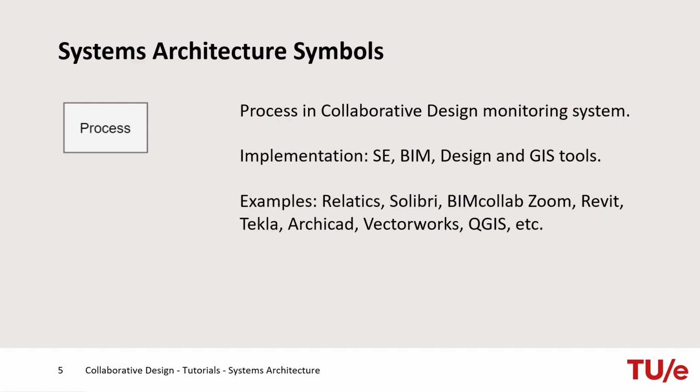The first symbol introduced on this slide for representation of a process in a system architecture is the rectangle. A process in the collaborative design monitoring system is implemented by SE, BIM, design, and GIS tools. On the slide you can read some examples of computer tools that you can use for this purpose. In the rectangle you write the name of the computer tool that you have selected.